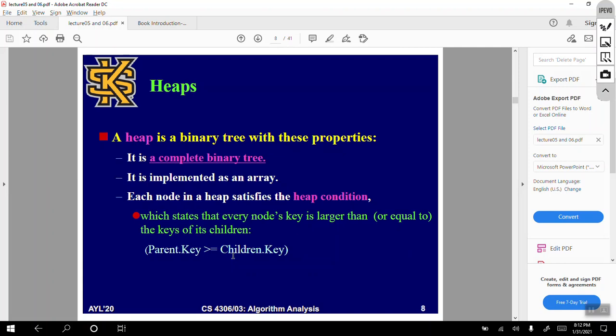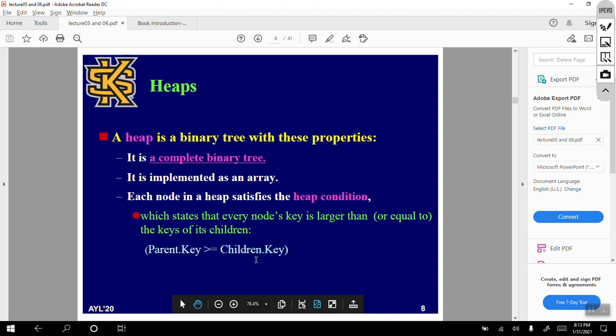A heap is a binary tree with these properties. First of all, it is a complete binary tree. Second, it is implemented as an array, and each node in the heap satisfies the heap condition. So what is the heap condition? The heap condition is that every parent has a value greater than or equal to both of its children's values, the left child and the right child.